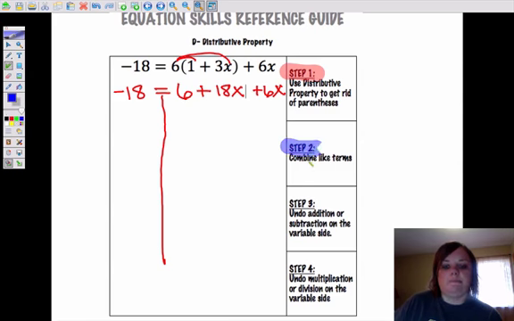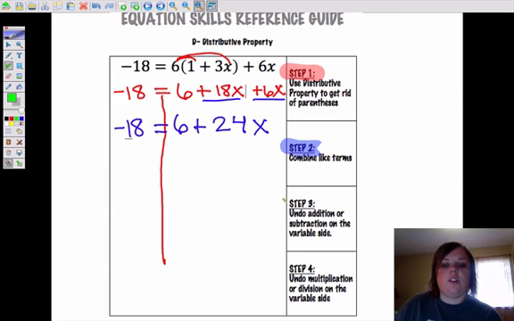Now I'm going to go ahead and combine like terms, okay? So I look on the left, there's nothing to combine over here. I look on the right, I have a 6, but I don't have any other constant, but I have an 18x and a positive 6x. So now on the right side, I have 6 plus, and then 18x plus a 6x would give me 24x. All right, is equal to, and then on the left side, I still just have my negative 18.